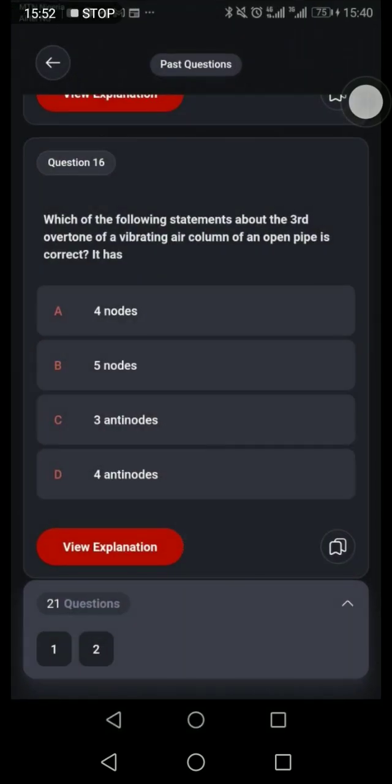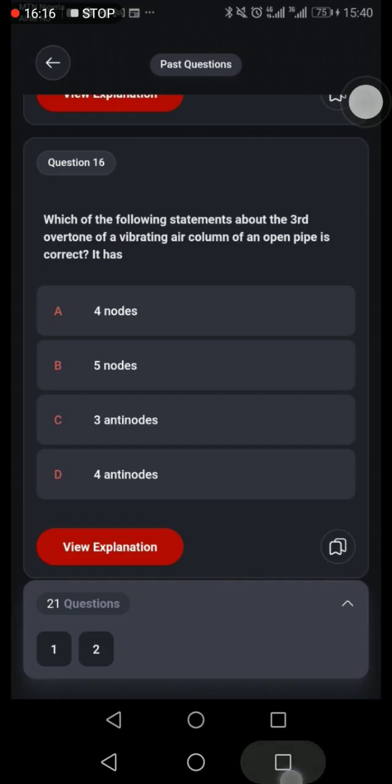Question 16. Which of the following statements about the third overtone of a vibrating air column of an open pipe is correct? Third overtone. The first one says it has 4 nodes. Now let's understand the third overtone of an open pipe.